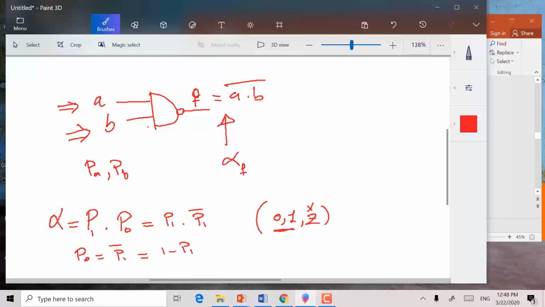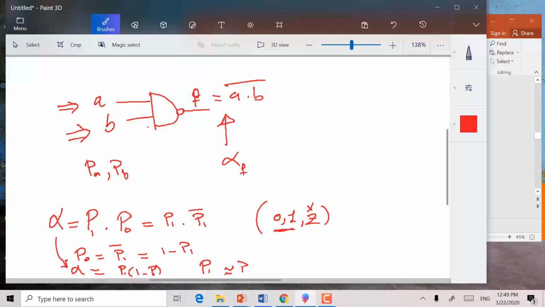Well, what that means is that alpha here equals the probability of 1 times 1 minus the probability of 1. For the sake of abbreviation, we're not going to say probability of 1, we'll just say that probability. That is very obvious that it is a probability of 1. Okay, so then what does that mean?